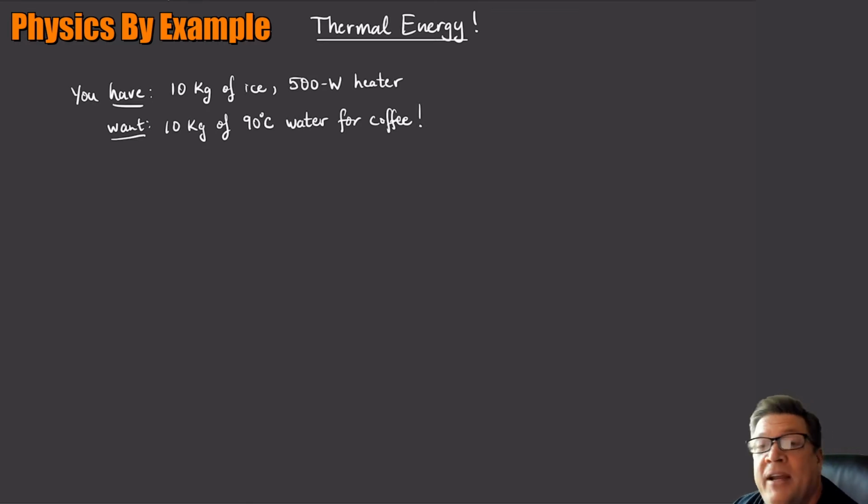And you also happen to have a 500-watt heater. What you really want is water for coffee. I looked it up, and the optimal temperature for brewing coffee is something like 90 degrees Celsius. So what you want to do with your heater is turn that ice into water. You can't do it instantly. It's a 500-watt heater, which means 500 joules per second is the most you can pump into this.